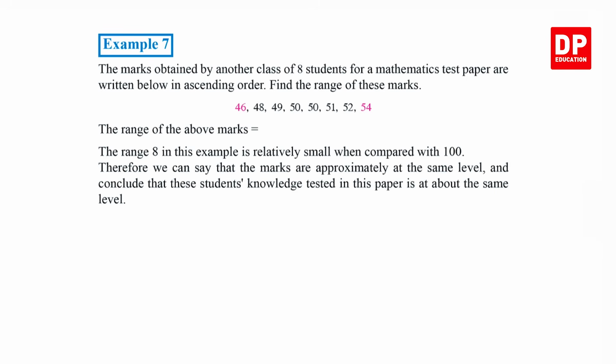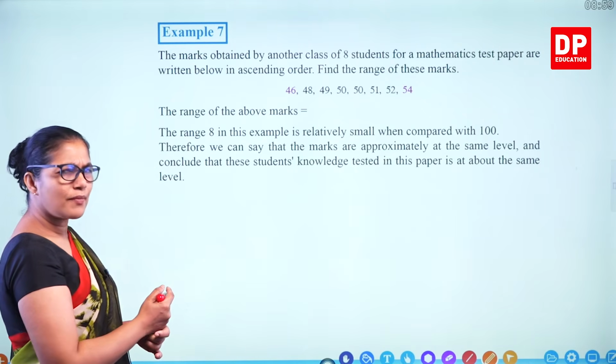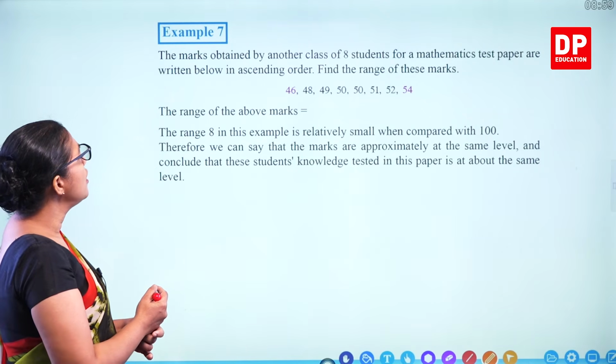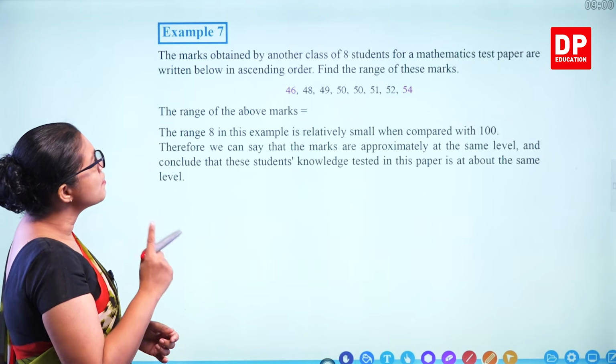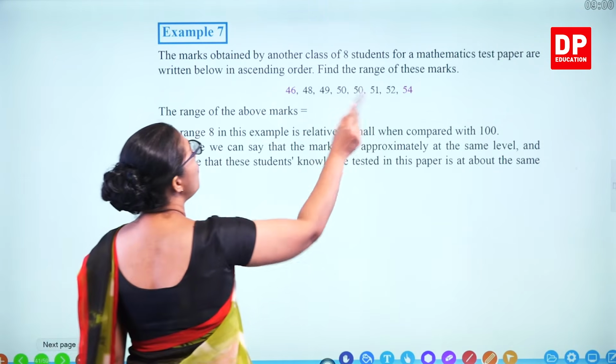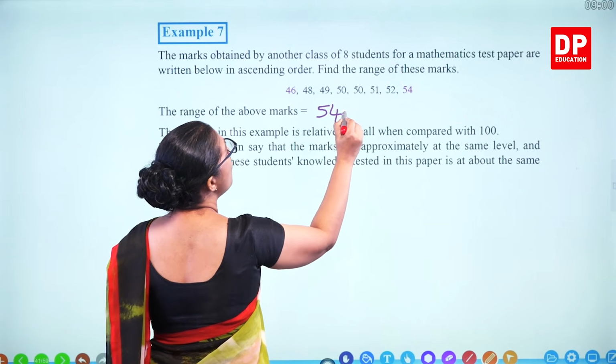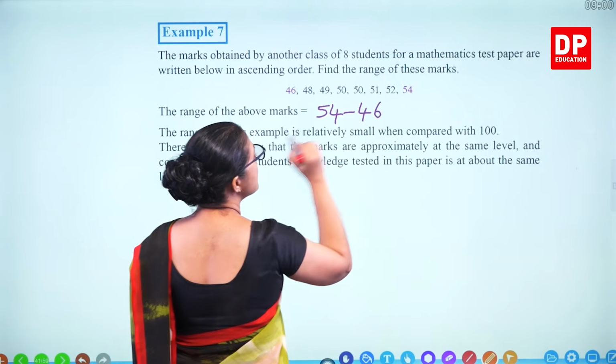Example 7. The marks obtained by another class of 8 students for a mathematics test paper are written below in ascending order. Find the range of these marks. How do you find out the range? You take the smallest value and the highest value. So 54 and 46. So take the difference. 54 minus 46.